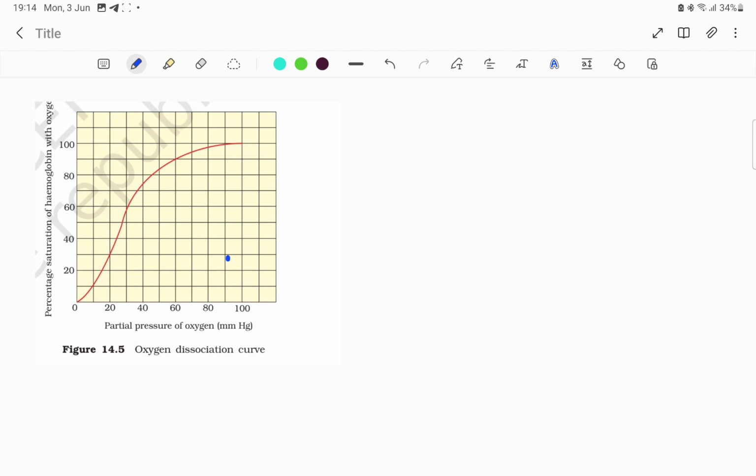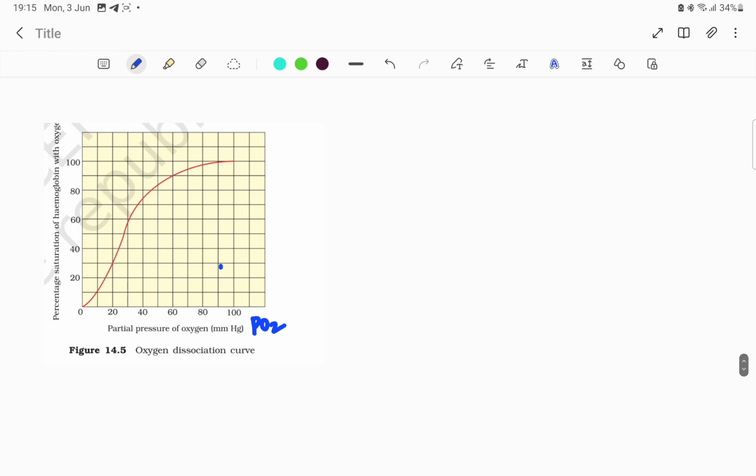So now we are going to see the ODC curve, the oxygen dissociation curve. Okay, see the left axis and the right axis in this graph. See the x-axis and y-axis. The x-axis is the partial pressure of oxygen, nothing but PO2. And on the y-axis is the percentage saturation of hemoglobin with oxygen. Saturation means, you all know, whatever receptors are available are completely occupied.